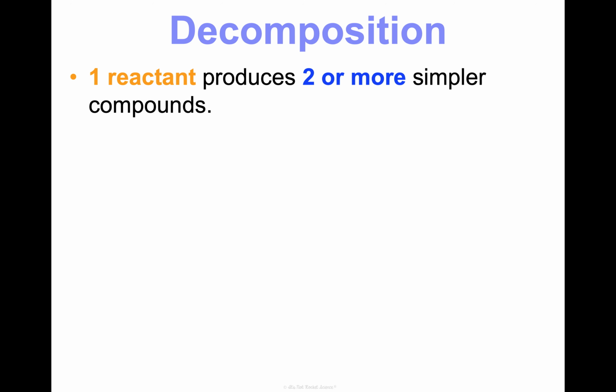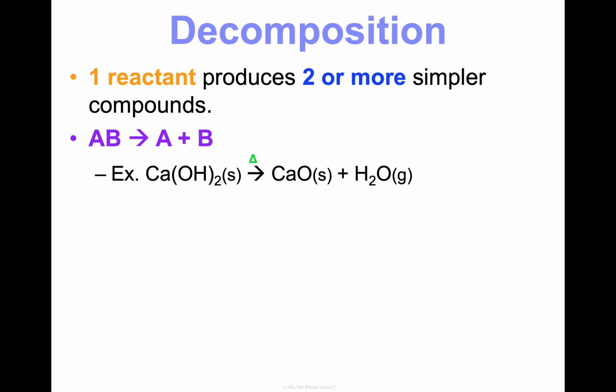Now, a decomposition reaction is just the opposite. It's when one reactant produces 2 or more simpler compounds, or it decomposes and breaks down into 2 or more things. So the general equation is the opposite of synthesis: AB yields A plus B. For example, calcium hydroxide breaks down, or decomposes, into calcium oxide and water vapor.